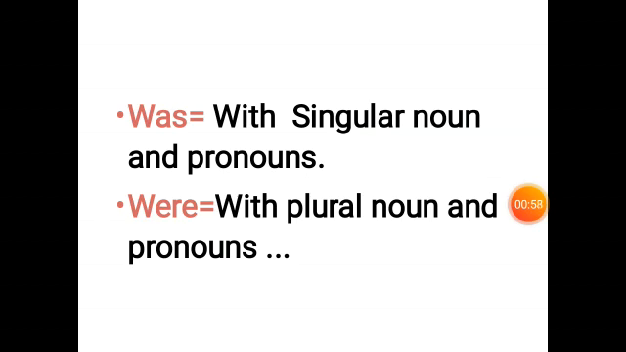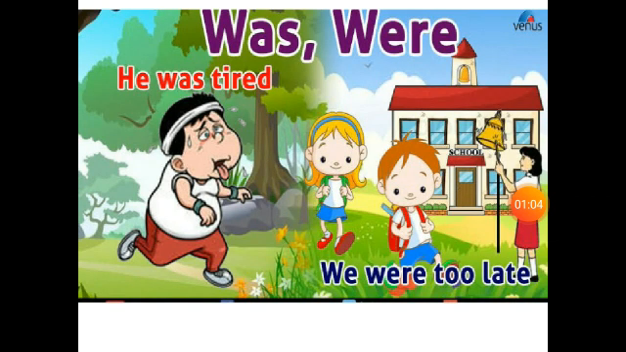Was is used with singular nouns and pronouns, and were with plural nouns and pronouns. For example, as you can see in the first picture, you can see a man. He was tired. It denotes a singular noun. He is a singular pronoun. So that's why we have used here was.